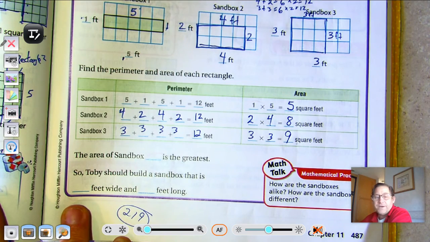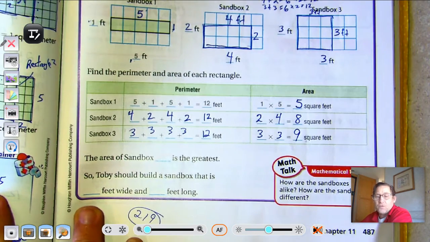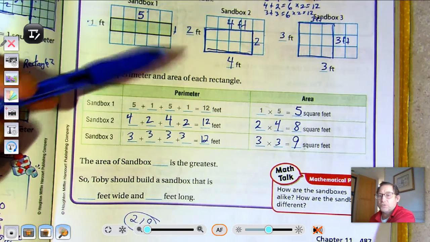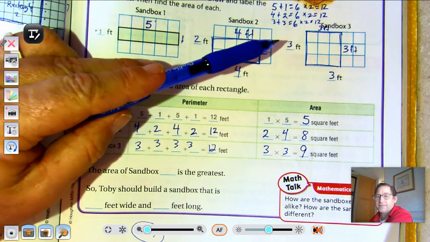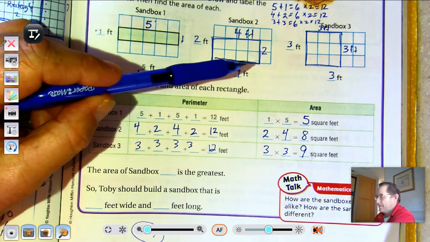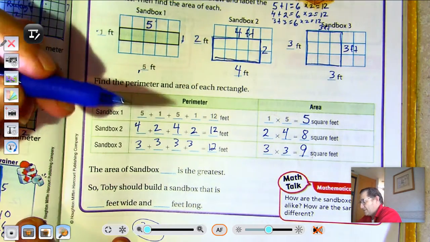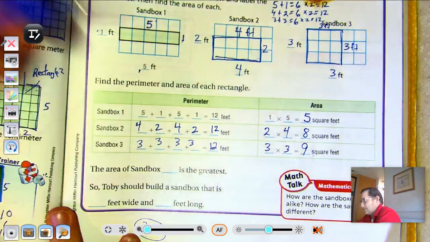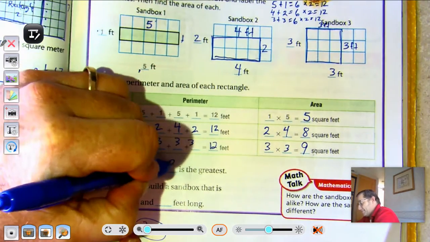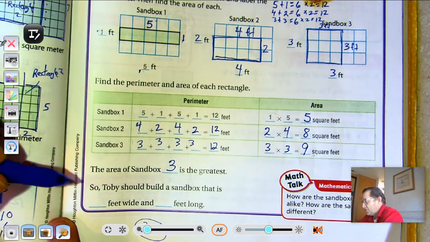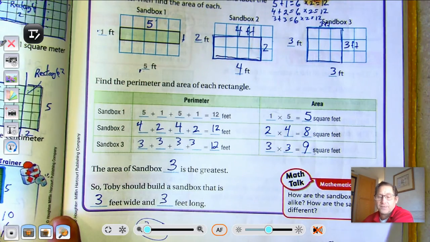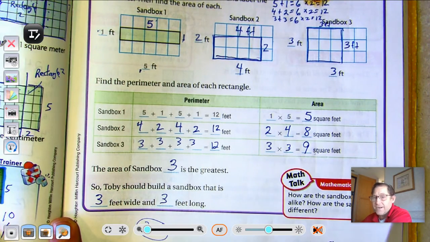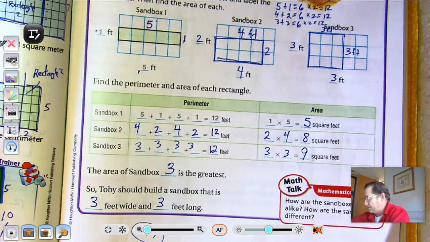So what do we notice about this? Well, we notice that the closer we are to a square, the larger the area got. Okay, so the area of sandbox 3 is the greatest. So Toby should build a sandbox that is 3 feet wide by 3 feet long if he wants the greatest area. All right, so let's keep practicing.